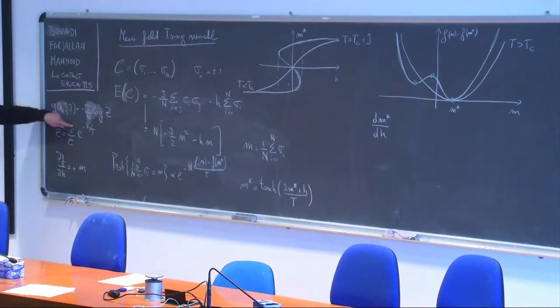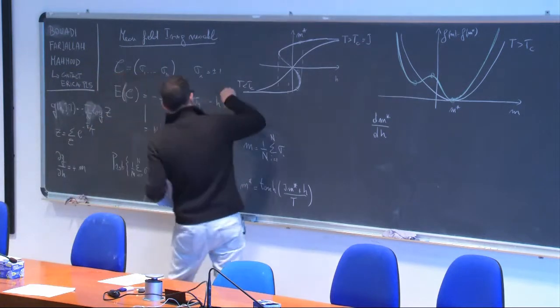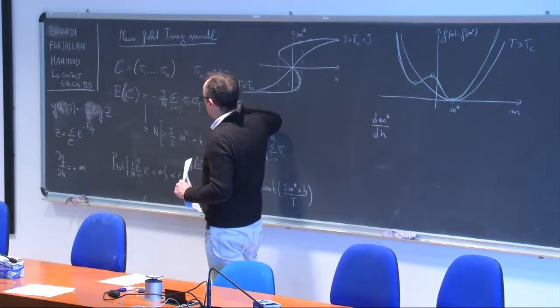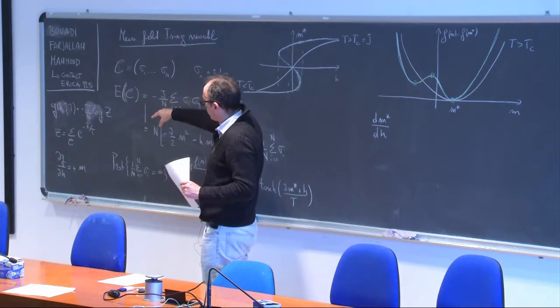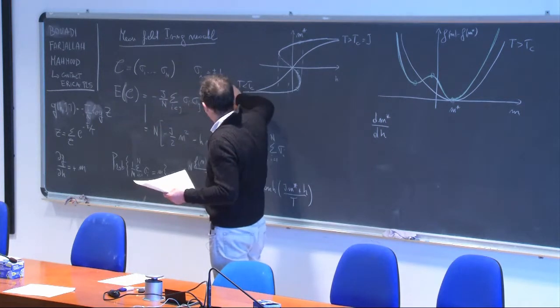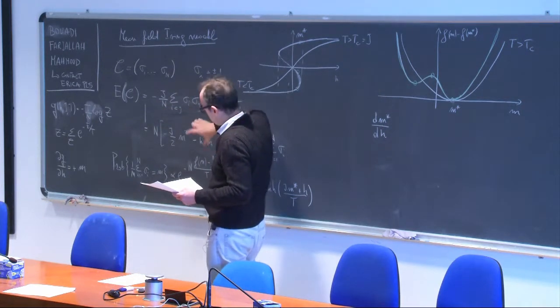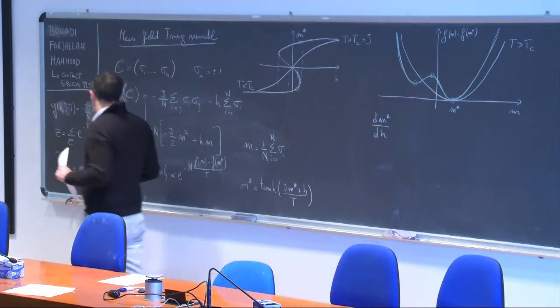So this guy sits on top of this. So when I take the derivative with respect to h, I get precisely this object coming down in front of the sum. So it's exactly the average of this object. Okay?